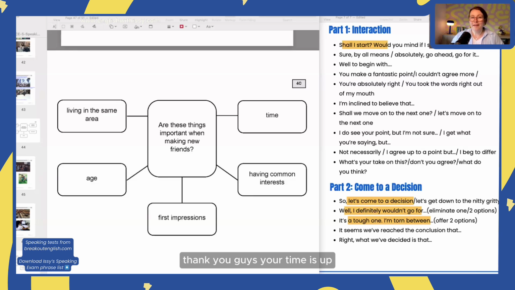Guys, your time is up. Let's do the negotiation and then we'll have some time for feedback. So the examiner would say, thank you. Now you have about a minute to decide which is the most important thing for a long-term friendship.